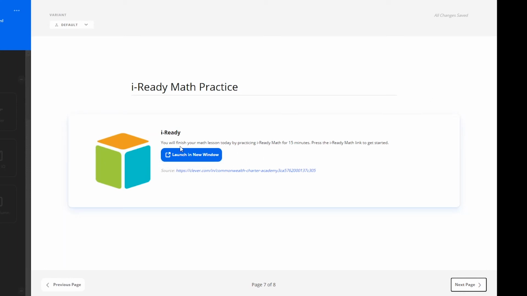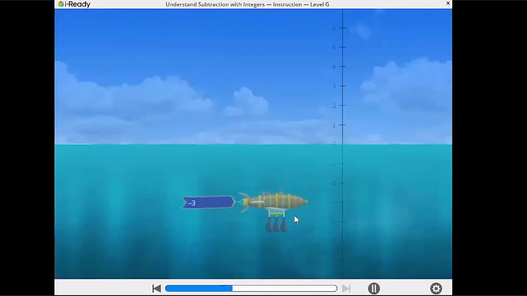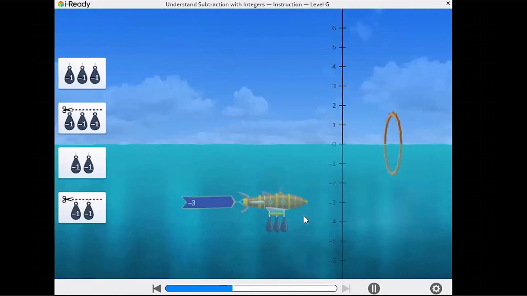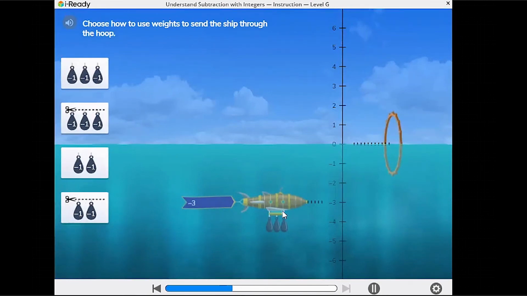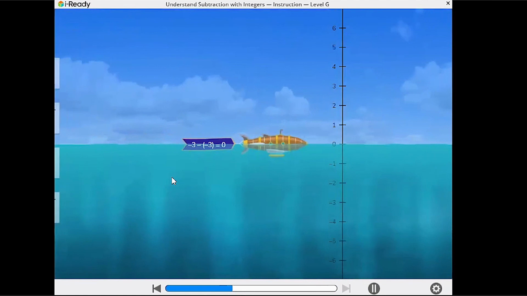iReady is an online assessment and instruction that helps teachers provide all students a path to proficiency and growth in reading and mathematics. iReady is often found throughout math and English language arts courses at CCA. What you see here is personalized practice that helps students firm up or extend their math skills, and the content does not always correlate to the lesson.